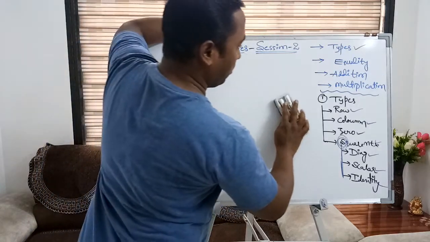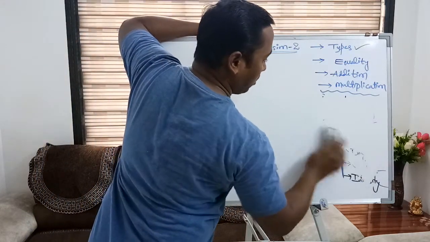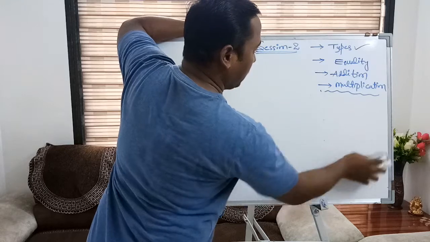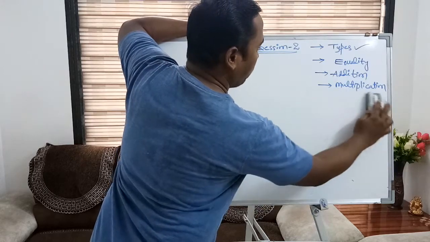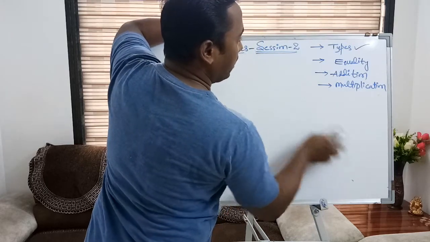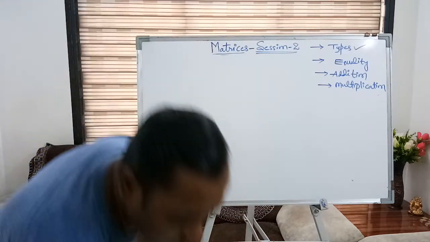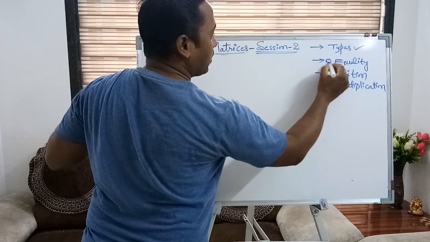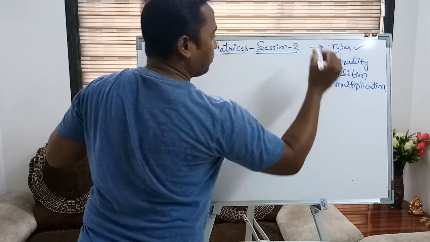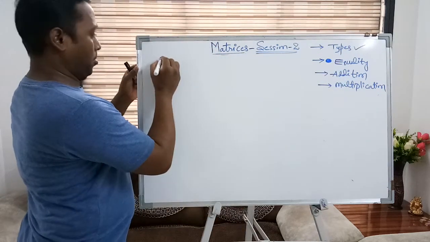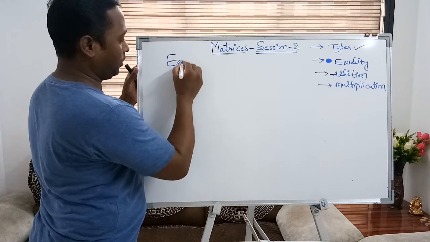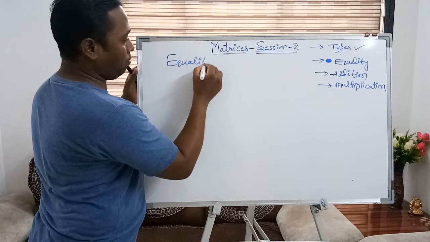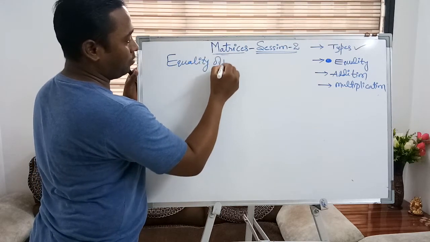So I'm just erasing this because it has been done. Now we are going to discuss the equality of matrices. That is the second topic, equality of matrices, which we are going to discuss. What do we mean by equality of matrices?